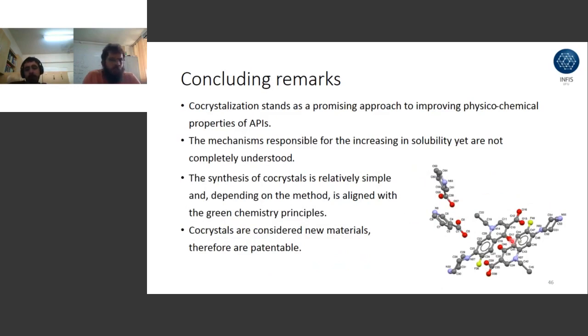And also, one really good point related to this kind of approach is that the synthesis is relatively simple, depending on the method. For example, the mechanochemical synthesis is aligned with the green chemistry principles, and co-crystals are considered new materials, even when we are using materials that already have a patent. Co-crystals are new materials, so all the new co-crystals are patentable. So this is also a plus related to this area.